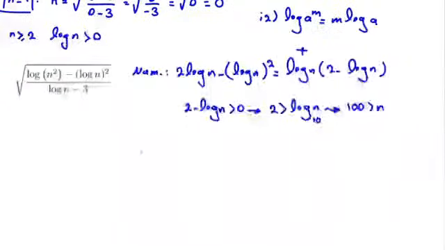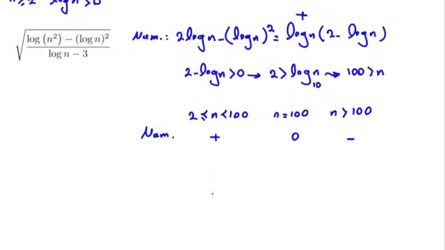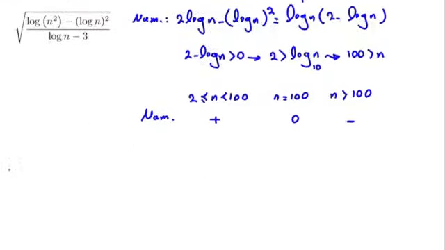Okay? So for the numerator, if n is less than 100, it is positive. If n equals 100, it will be 0. If n is greater than 100, it will be negative. Okay, that was the numerator. Now let's work on the denominator.